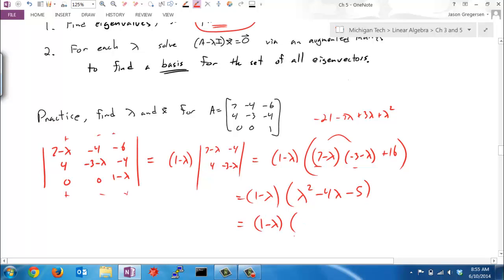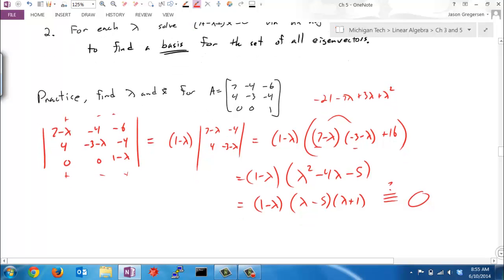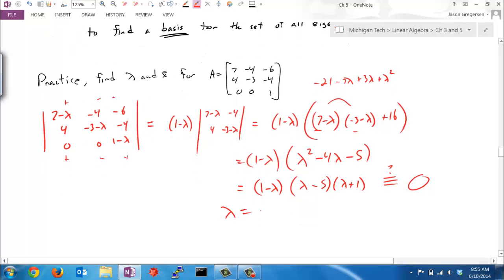Now I look at that quadratic, I try to factor it. What do I got for a factored form? It looks like I can go lambda minus 5, lambda plus 1. So now I've factored everything, and the question is, when is that equal to 0? And now because I've fully factored it, I can see my roots are going to be lambda equals 1, negative 1, and 5. Good times, right.